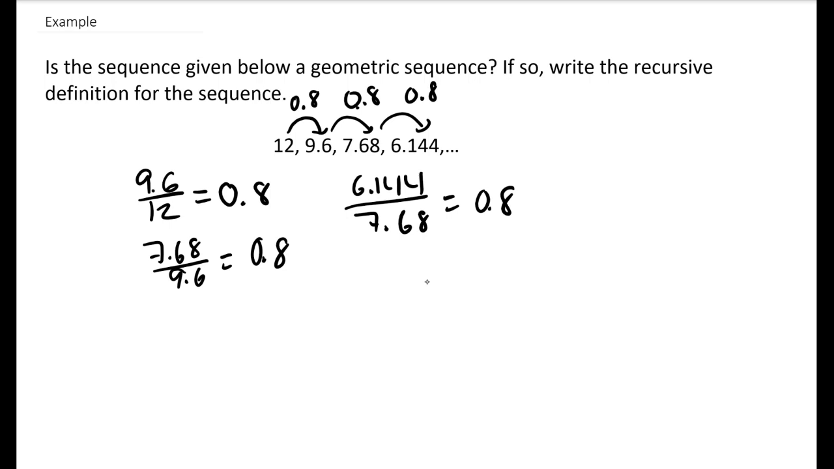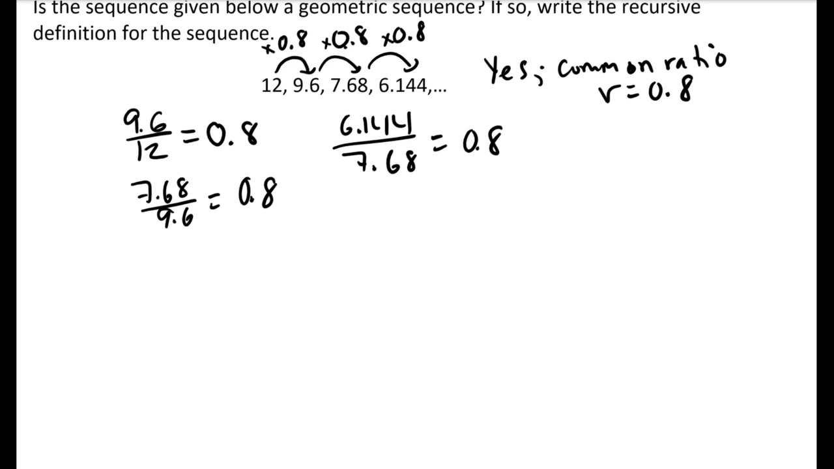So because you have to multiply or divide by the same number to get the next number. So yes, and the common ratio in this case is 0.8. Now, write the recursive definition.